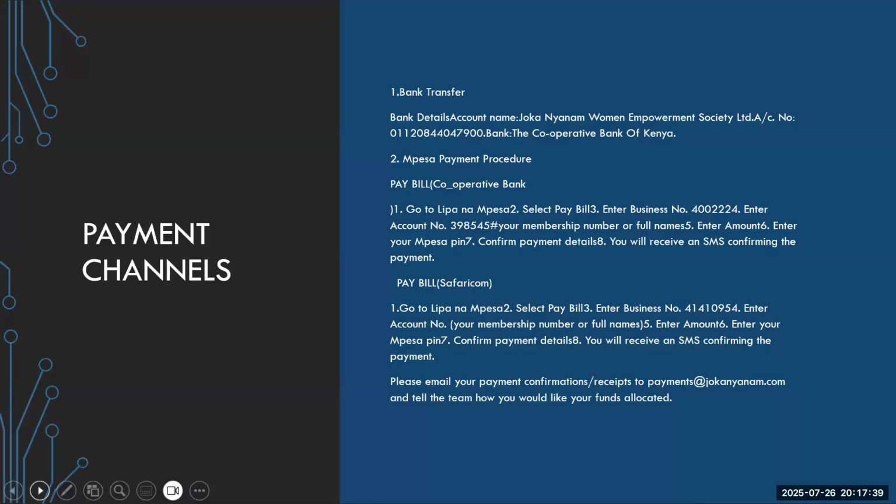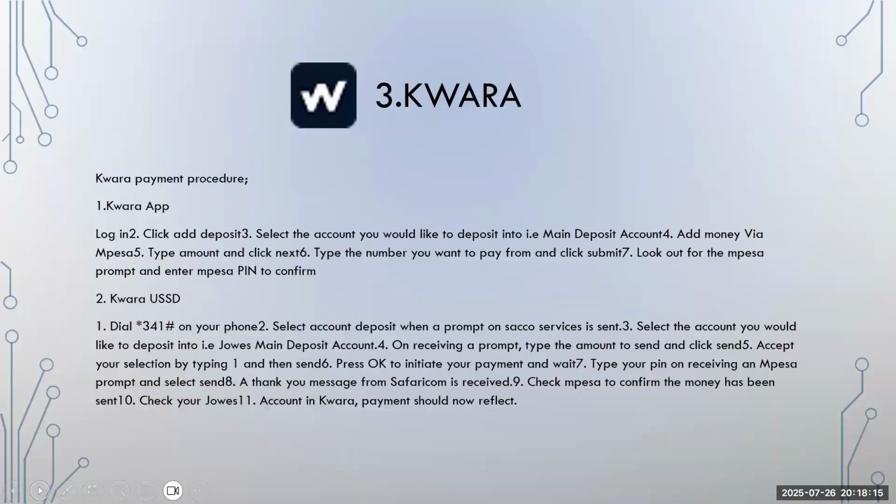There are various methods of making payments to our Sacco. That is, you can pay to the bank. There are M-Pesa payment procedures, that is the pay bill for Cooperative, and there is a pay bill for Safaricom, or you can also pay directly via Quora. All this information is on our Sacco platform, and we normally send a reminder on the 5th of every month with these details. So if you don't have the details, maybe we can reshare the template later.